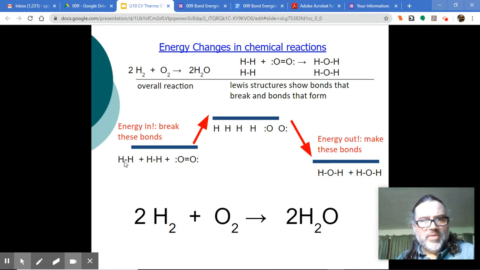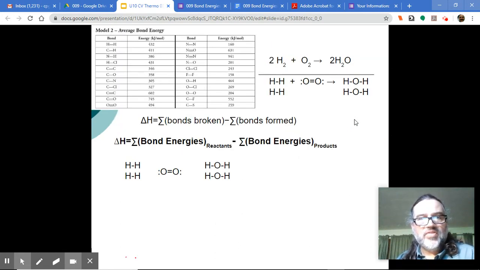We need to figure out how much energy is in this bond, plus how much energy is in this bond, plus how much energy is in this bond, and add it all up. That'll tell us how much energy it takes to get up to here. Then what we have to do is subtract the amount of energy to form these 1, 2, 3, 4 bonds. And what we'll do is figure out how much energy it takes to go from here to here. And if we take this minus this, we'll get the total estimate, approximation for enthalpy. It'll kind of look like this.